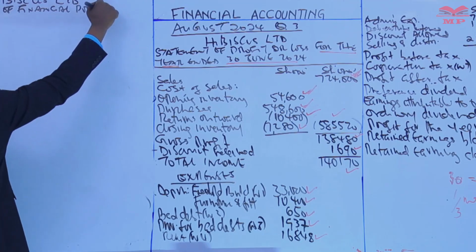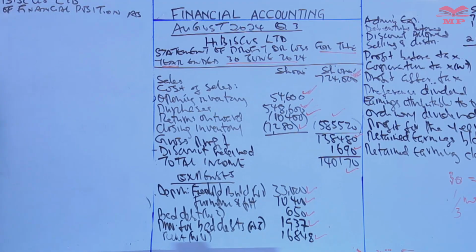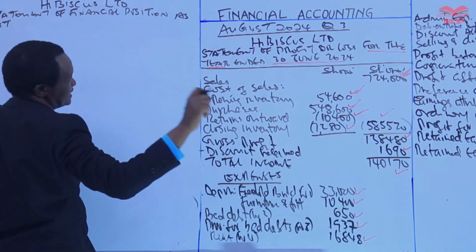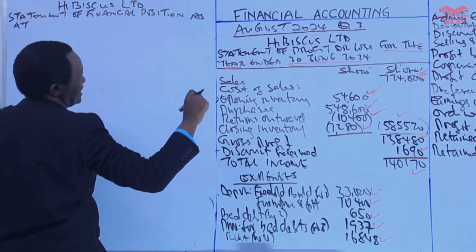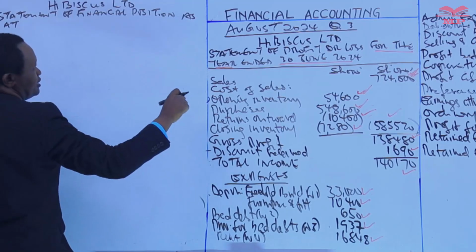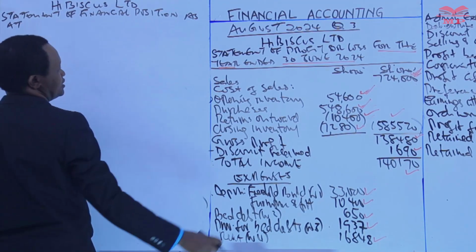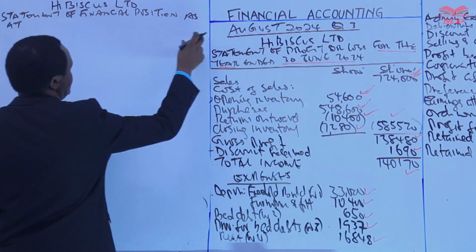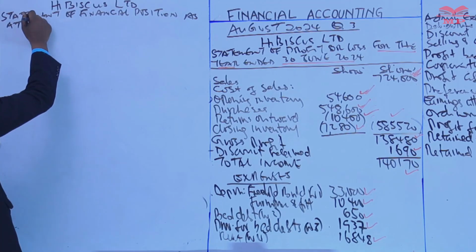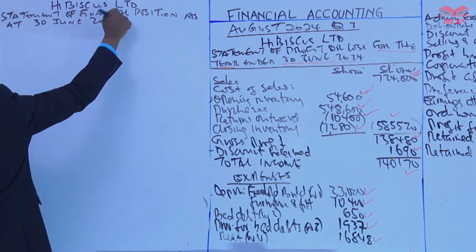As at. For the statement of financial position, the position is as at. But the statement of profit or loss is for the year. This is the statement of performance. This is the statement of position, as at 30th June 2024.